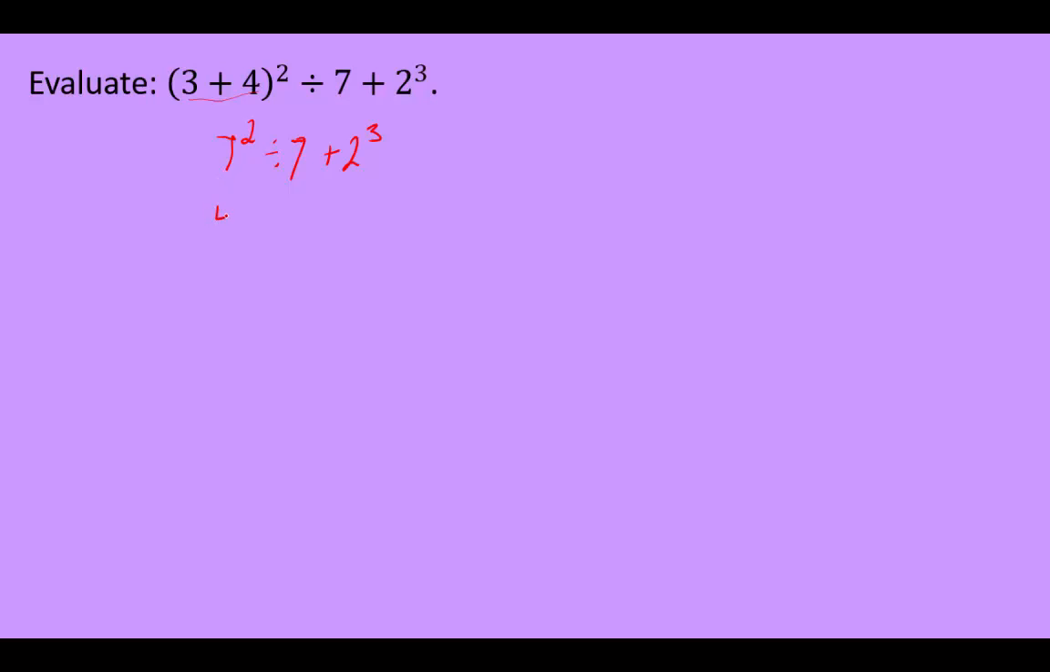7 squared is 49. Divided by 7 plus 2 cubed is 2 times 2 times 2, which is 8. Then we have to make sure we do this in the right order. Division comes before addition. So we're going to do 49 divided by 7, which is 7, and then add 8, which gives us 15.